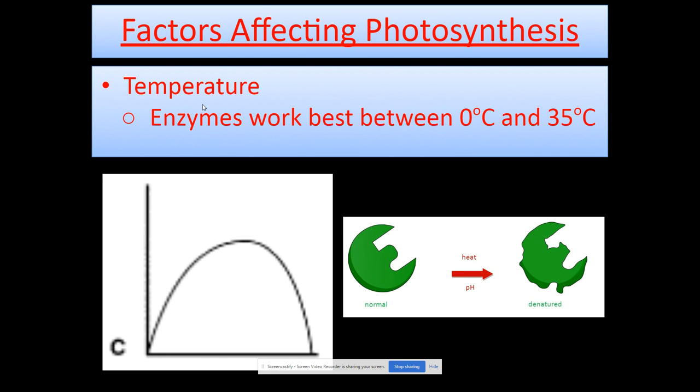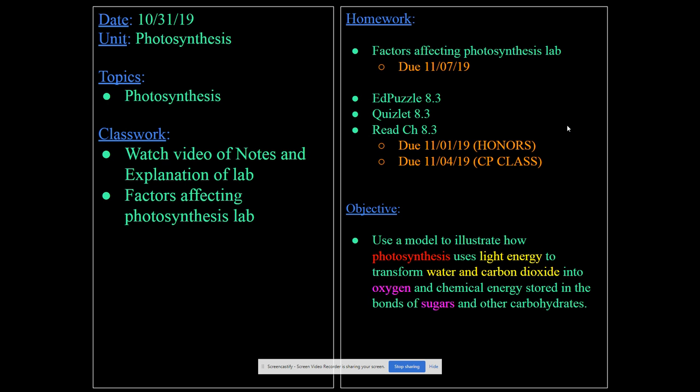Remember that the enzymes that work in photosynthesis need to be between the temperatures of 0 degrees Celsius and 35 degrees Celsius in order to operate correctly. Okay. So that covers off the notes of what the different factors are that affect the efficiency of photosynthesis.